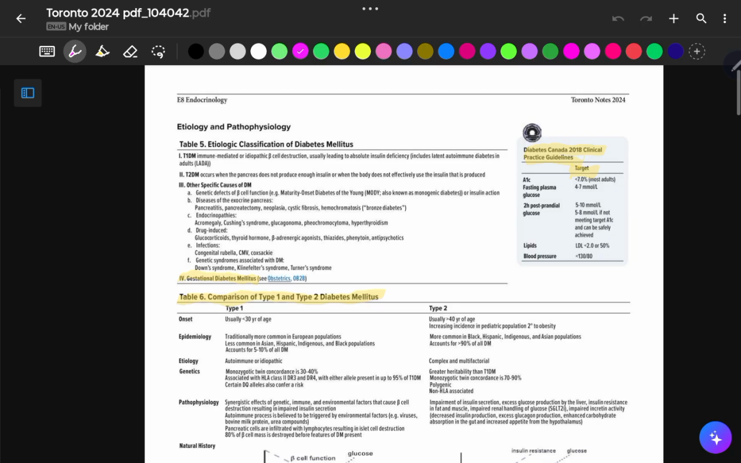So what are the other specific causes of diabetes? We spoke about genetic defect of B cell function. We spoke about diseases of the exocrine pancreas. Diseases of the exocrine pancreas are your pancreatitis, pancreatectomy, neoplasia, cystic fibrosis, hemochromatosis, which is bronze diabetes. Anything that affects the exocrine pancreas can cause diabetes. A patient has pancreatitis, or had a tumor of the pancreas and now there's been a resection of that place, can present with diabetes.